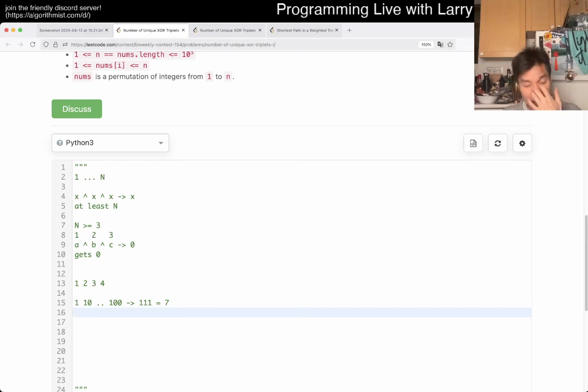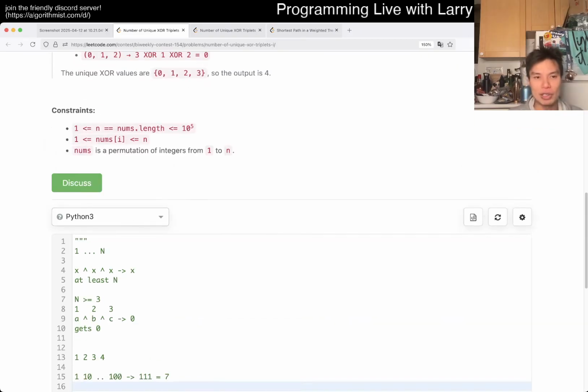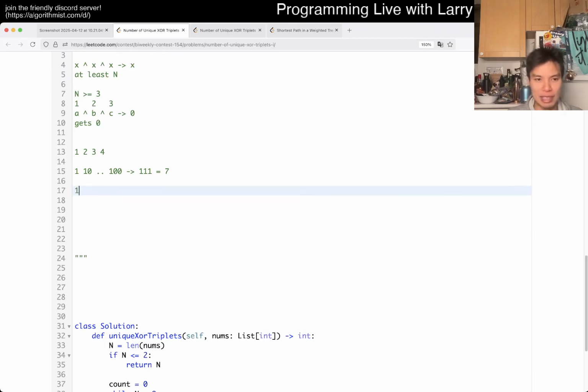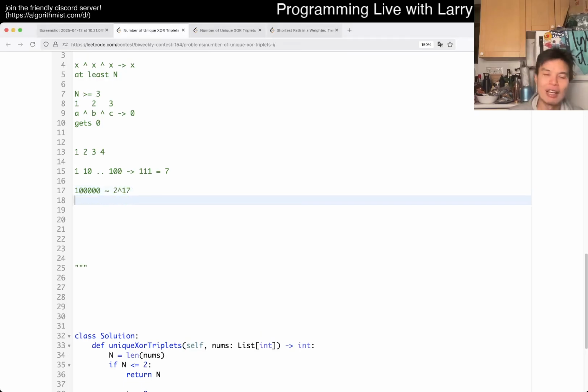But here I am going to try to work out the proof. The idea here is that n only goes up to 10 to the 5th. So what is 10 to the 5th? 10 to the 5th is 100,000, which is what? Actually, I don't know. 10 to the 5th is what, 16? Nope, 17. So 2 to the 17, or the max is 2 to the 17.